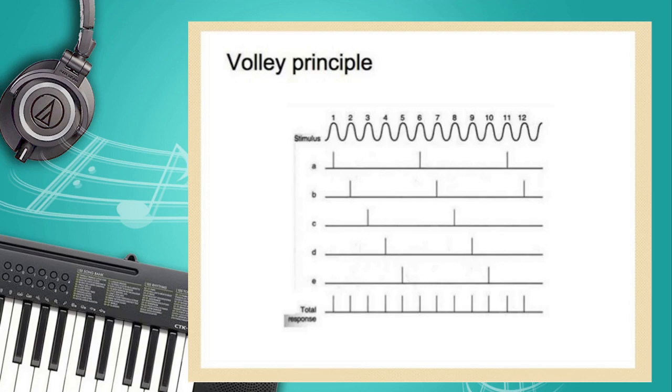Here you can see 12 sound waves. For each sound wave, a different hair cell fires an action potential, and the total response is produced by the cumulative effect of all the neurons. When a high frequency sound is experienced too frequently, it will be difficult for a single neuron to process these stimuli and fire action potentials for each sound wave. Hence, multiple stimuli are combined into a volley in order to process the sound.